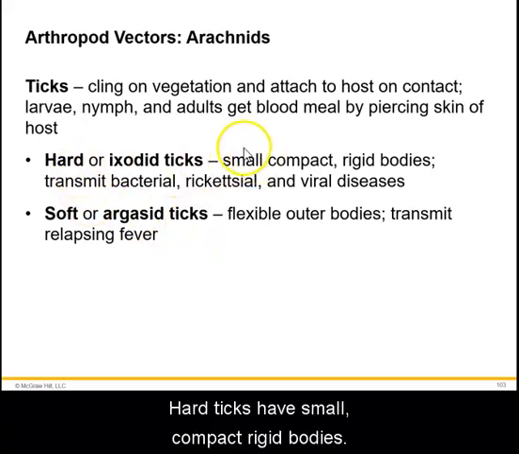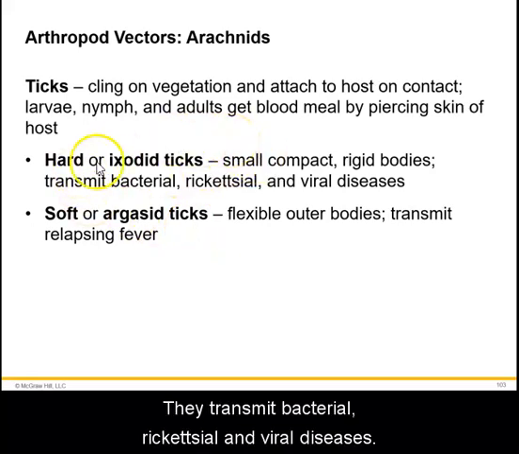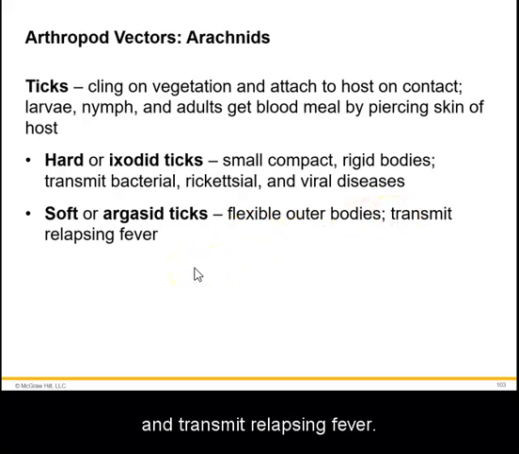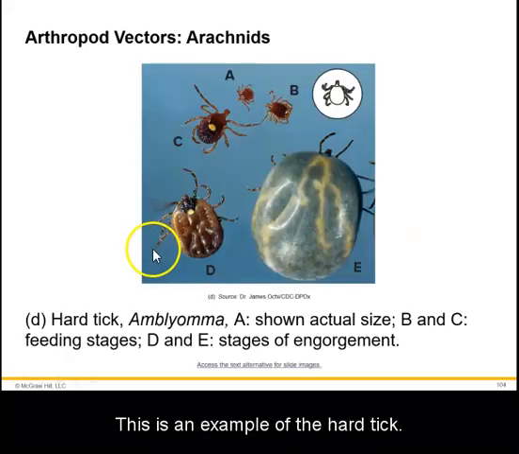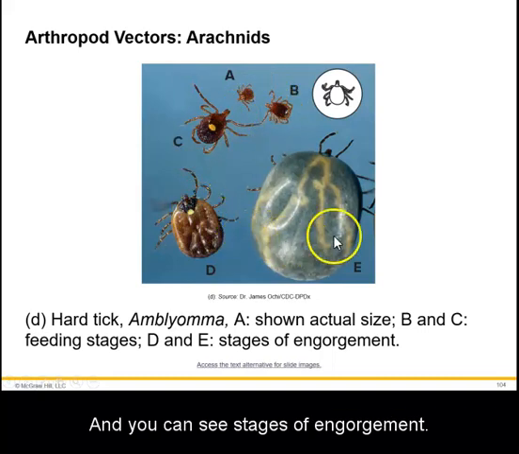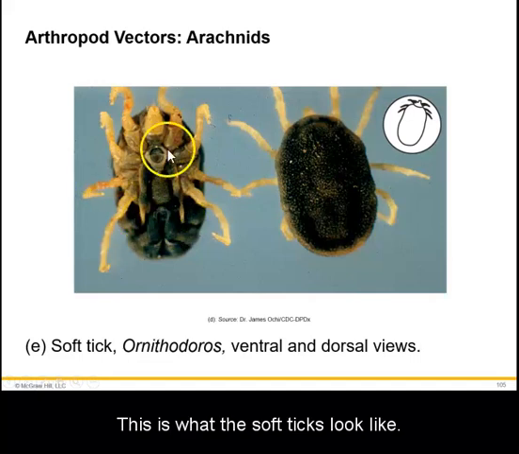Hard ticks have small, compact, rigid bodies. They transmit bacterial, rickettsial, and viral diseases. Soft ticks, on the other hand, have flexible outer bodies and transmit relapsing fever. This is an example of the hard tick. Several different stages here, several different feeding stages, and you can see stages of engorgement. This is what the soft ticks look like.